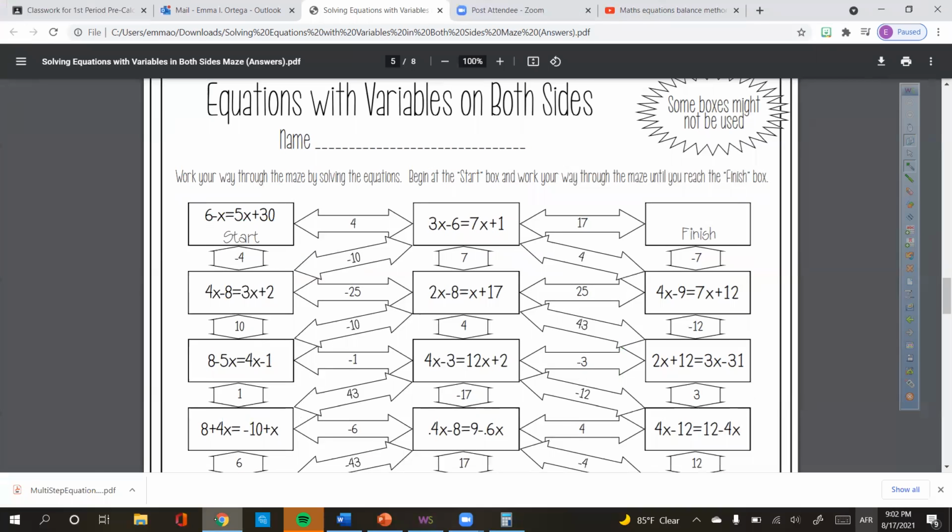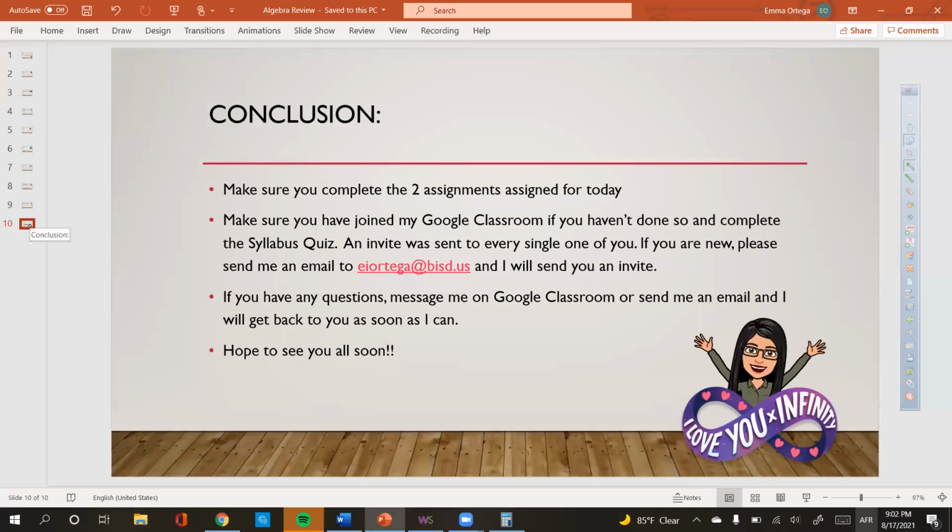Also, what I wanted to make sure I reminded you guys is that if you have not joined my Google Classroom, I sent an invite to every single one of you on Google Classroom. So if you haven't accepted it, then make sure you do that as soon as possible. Okay, in the Google Classroom, I have assigned you a syllabus quiz that you should have done on the first day of school. So if you haven't done so, please complete it. And if you are new to my class and I haven't sent you an invite for any reason, then make sure you email me at ei@bisd.us and I will get back to you as soon as I can.